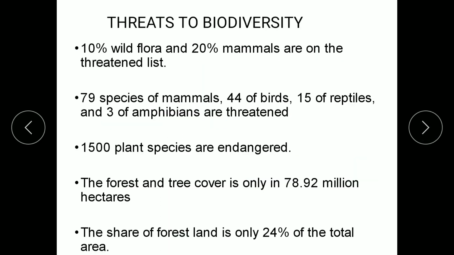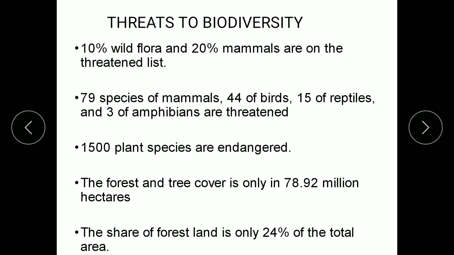So there are so many threats to our biodiversity. 10% of wild flora and 20% of mammals are now threatened. If proper care is not taken, one day they will be extinct. 79 species of mammals, 44 of birds, 15 of reptiles, and 3 of amphibians are threatened.